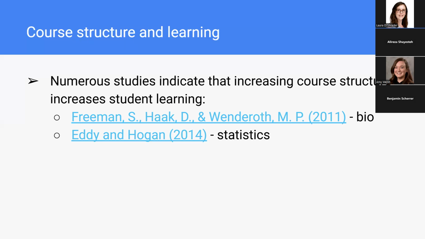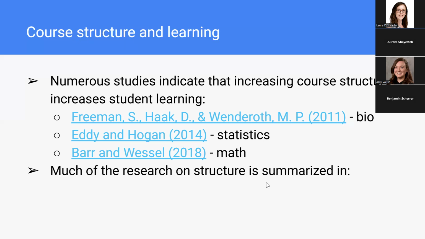But what both of these studies found is that the equity gaps, the gaps between first gen and continuing generation students and between underrepresented minority groups and other groups, all shrunk. In general, the students who tended to do least well on average in other courses gained the most by adding more structure to the course. And that's especially true for first gen students. Barr and Wessel showed this in math. And there have been many, many studies. These are just a few suggestive ones in STEM fields.